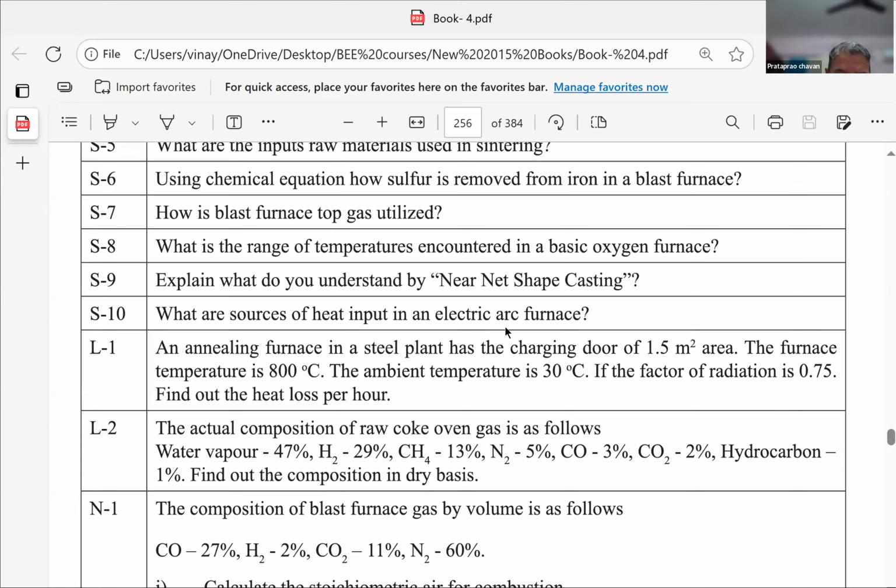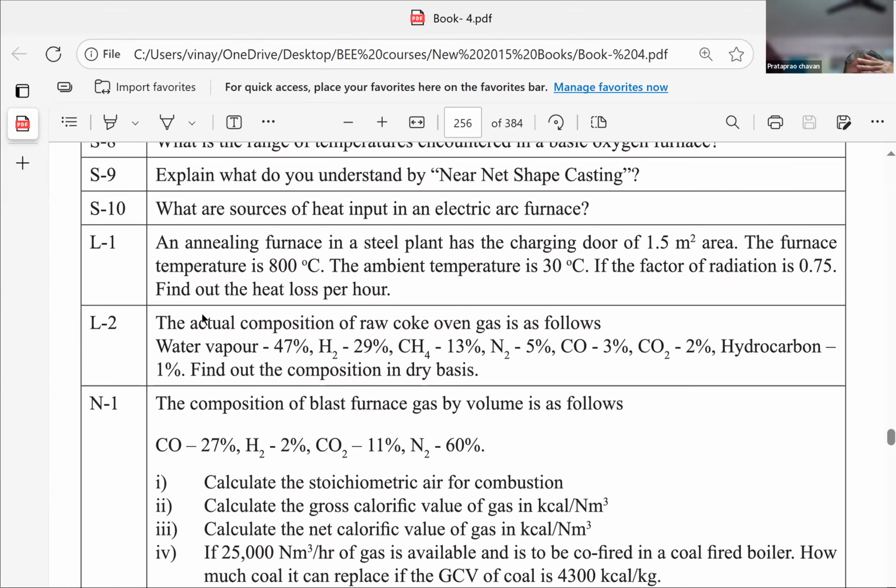They don't remember. The actual composition of raw coke oven gas is as given. So this is a composition of a gas, which is an exhaust gas. Find out composition on dry basis. How do you do that? Paper 2, fuels and combustion, chapter number 1. Go there, you will find the formula and even the solved examples.